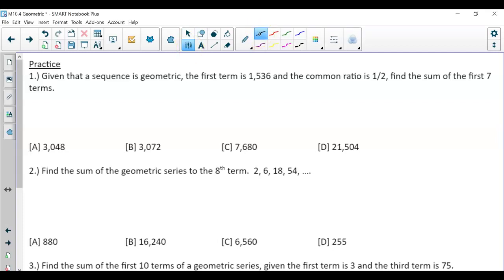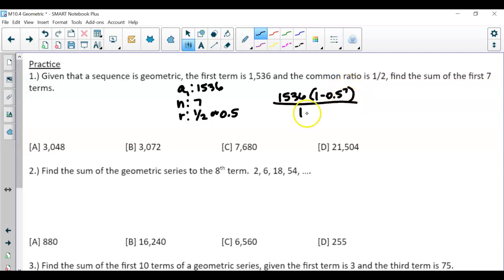So here, to find the sum, you should have identified that the first term was 1,536. We are looking for, so n, sorry, not m, n, we're looking for the sum of the first 7 with a common ratio of 1/2 or 0.5. So you could have set this up as 1,536 times 1 minus 0.5 raised to the 7th power, divided by 1 minus 0.5, and you should have gotten A.